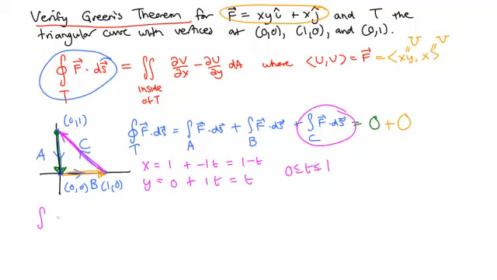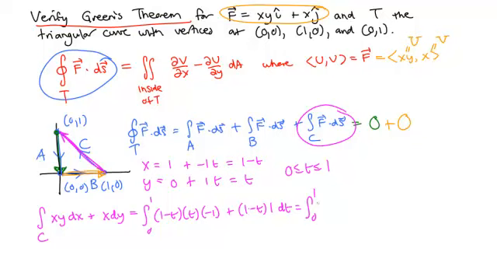So the integral of the vector field xy dx plus x dy over the contour c will be the integral from 0 to 1 of x, 1 minus t, times y, t, times the derivative of x, minus 1, plus x, 1 minus t, times the derivative of y, 1, dt. And so if we clean this up, we're going to get the integral from 0 to 1 of, let's see, we have negative t to distribute, so negative t plus t squared plus 1 minus t dt. Well, let's see, that's the integral from 0 to 1 of t squared minus 2t plus 1 dt. Actually, that's just t minus 1 quantity squared dt.